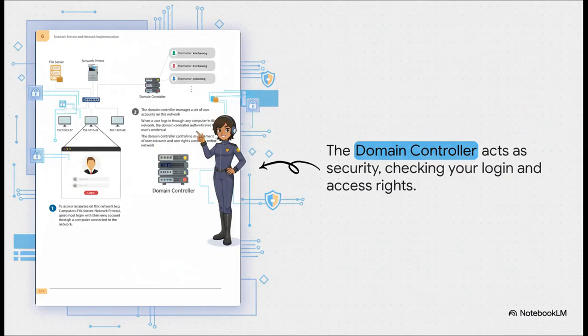Now, in a more corporate setting, like an office or a school, you're going to find a head of security. In the network world, this is the domain controller. When you type in your username and password, it's the domain controller that checks your credentials. But more than that, it also manages your access rights. It basically tells the rest of the network which doors you have the keys to, which files you can open, which printers you're allowed to use.